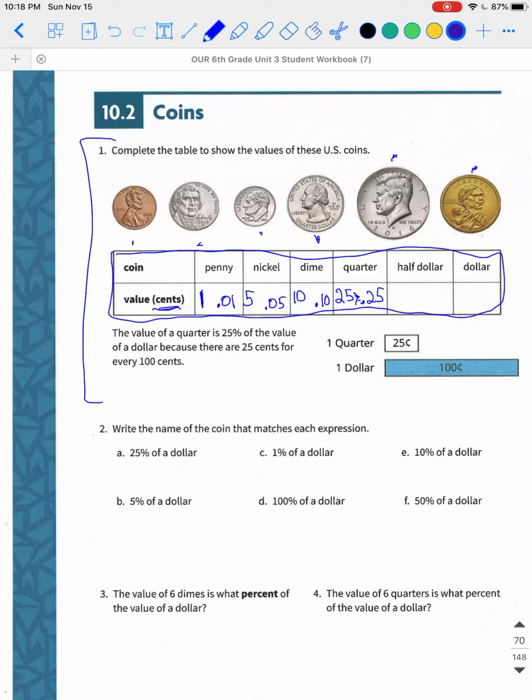Our half dollar is half of $1, which is 50 cents. And how do you think we write that? 0.50. 50 cents. And our dollar is worth 100 cents, or 1.00.